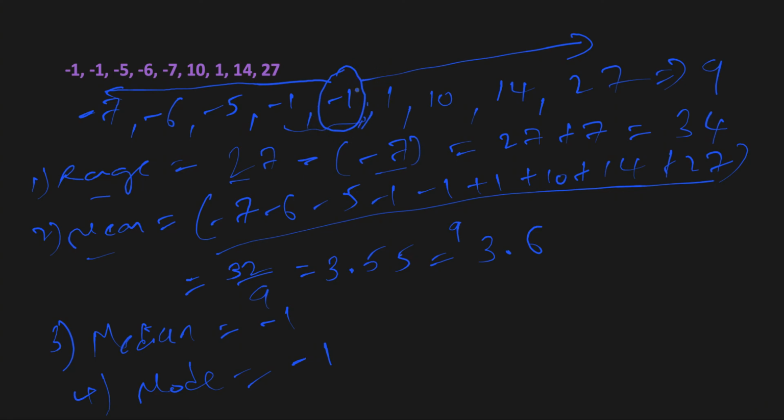If it's an odd series, it's the number in the middle. If it's an even series, then it's the average of the two middle numbers. And mode is the number that appears the most. And if there is no number that appears the most, then we do not have a mode in that case.